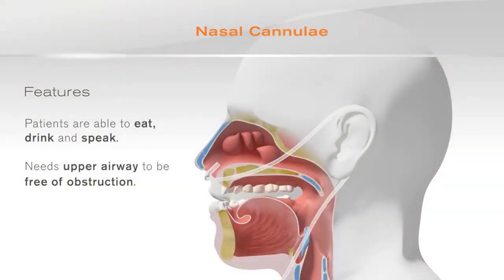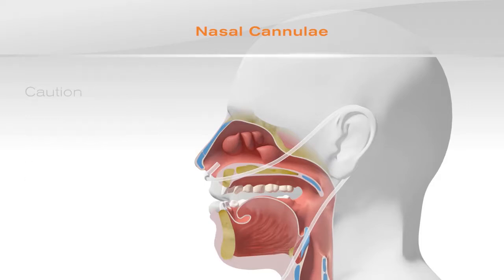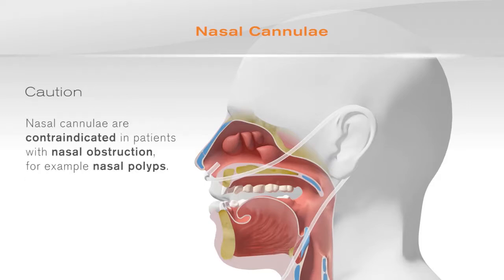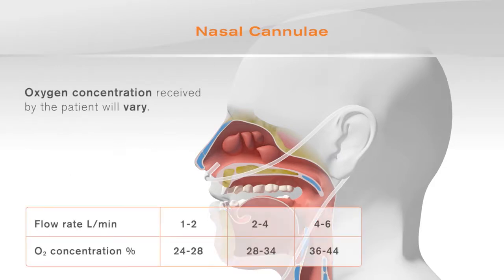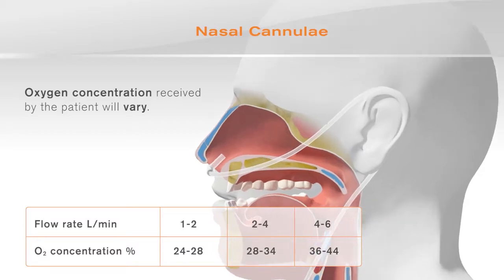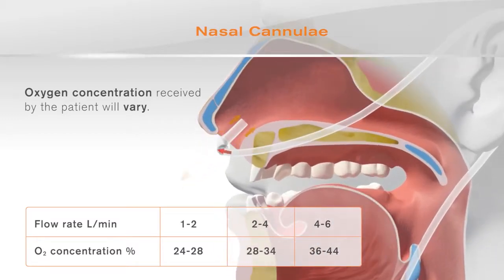However, the use of a nasal cannula requires the upper airway to be free of obstruction. Nasal cannulae are contraindicated in patients with nasal obstruction, for example, nasal polyps. The concentration of oxygen received by the patient will vary, as previously mentioned. However, oxygen flows of 1 to 6 litres per minute will deliver up to 44% of oxygen to most adult patients.